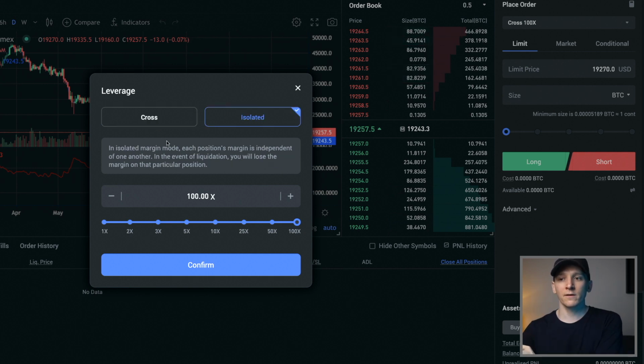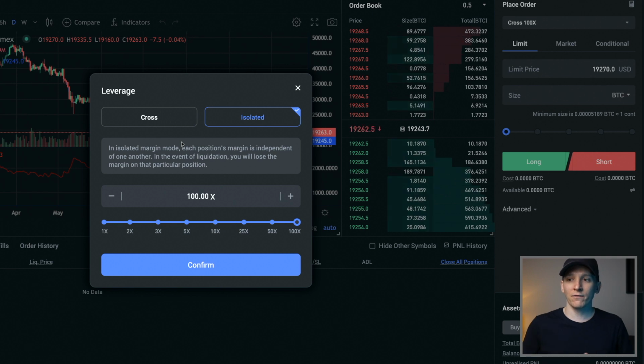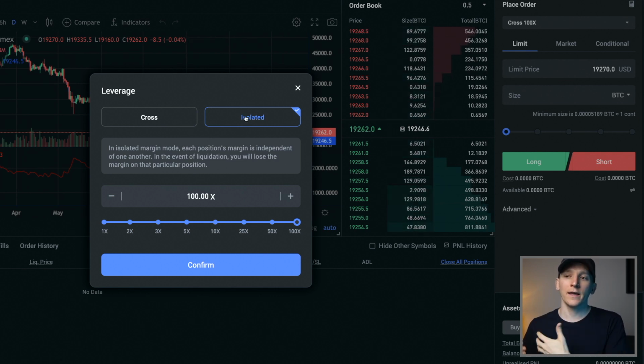If you go to isolated margin, this only funds each individual position separately. So you'll need to put margin on account for the Bitcoin trade, you'll then have to fund a separate Ethereum trade separately with margin that is tied up for that trade. So most people will use isolated. It's a little bit less risky that way, but of course everyone is open to this.